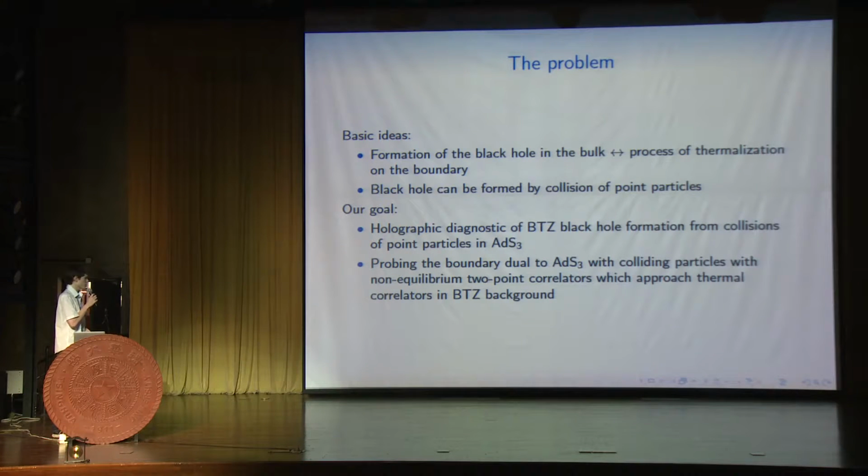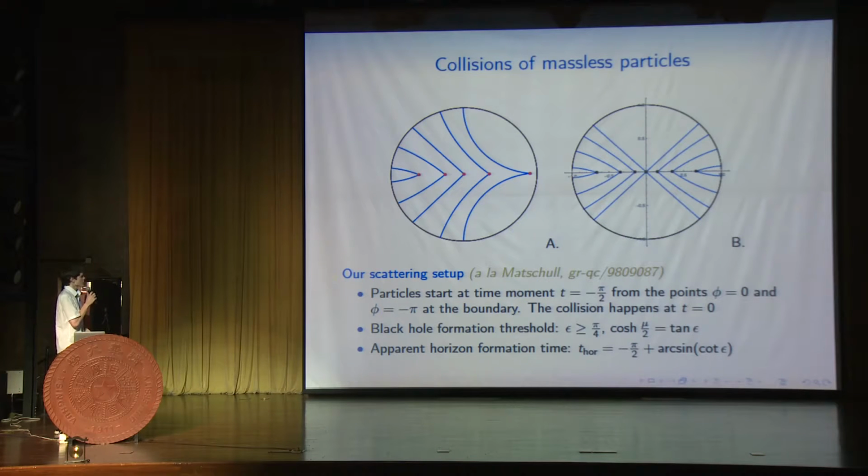We calculate 2-point correlation functions and see if they are somehow in agreement with the thermal correlation functions due to the BTZ background. So in this talk I focus on the case of colliding massless particles.